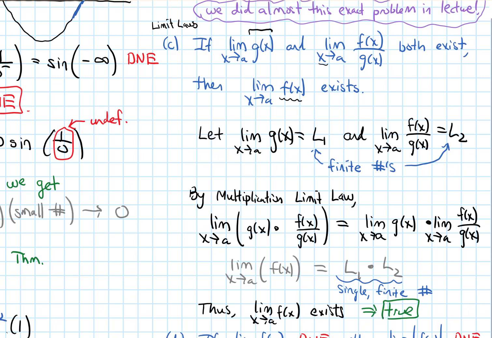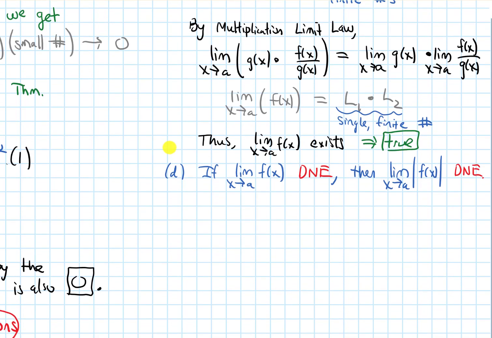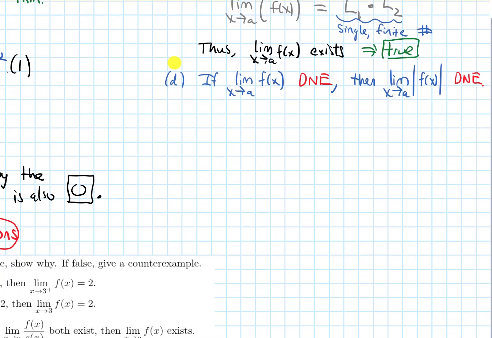All right, and now let's move on to part D of this question. Part D, I think, is probably the most challenging out of these three. It says if the limit as x approaches a of f of x does not exist, then the limit as x approaches a of the absolute value of f of x does not exist.